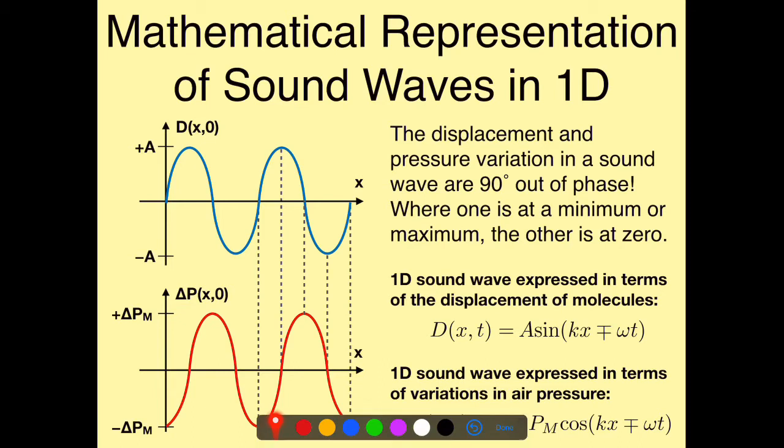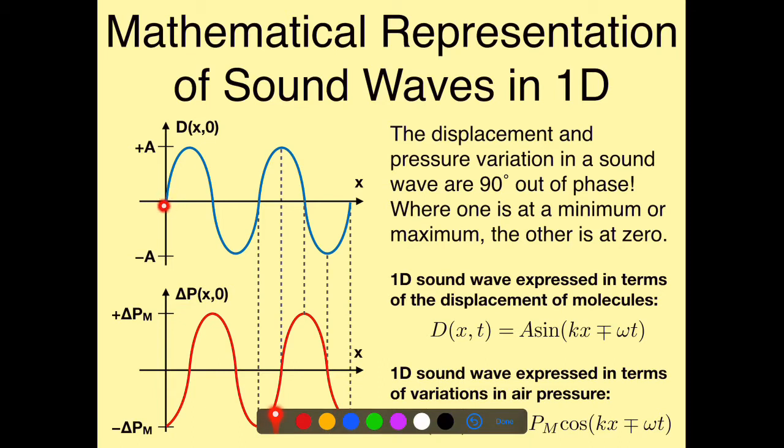When the displacement is at 0, the pressure is at a maximum or a minimum. And then when the pressure is at 0, the displacement is at a maximum or a minimum. What we call that is being 90 degrees out of phase. That's something to remember when it comes to displacement and pressure.